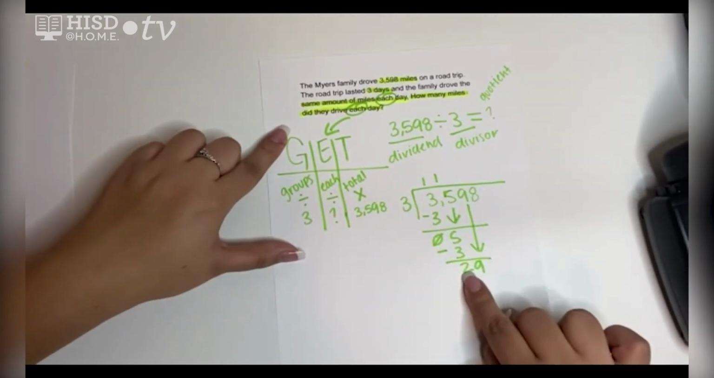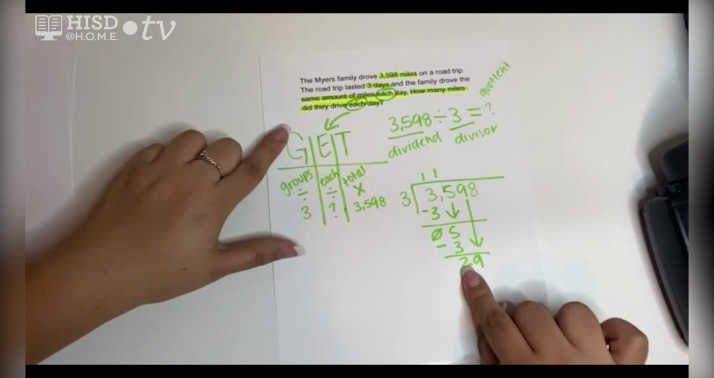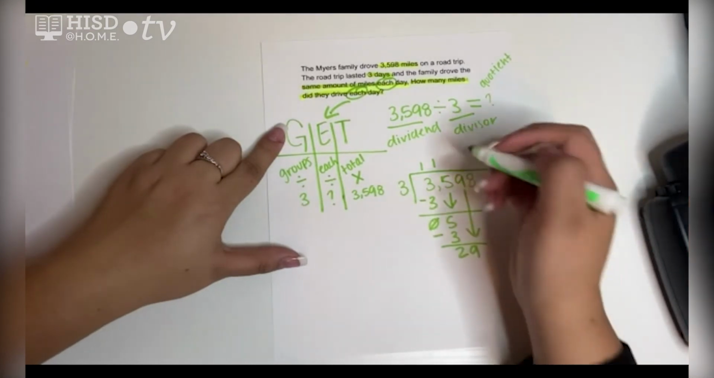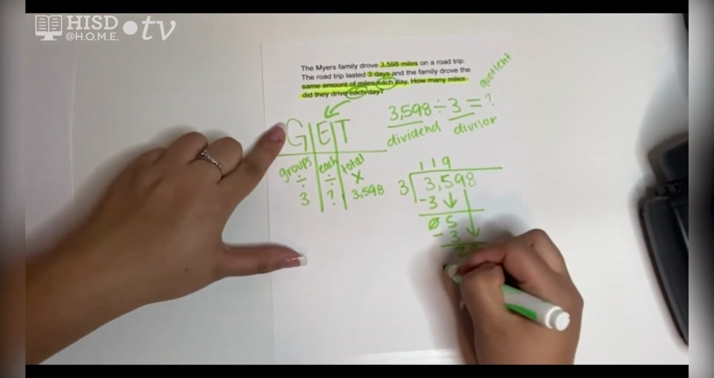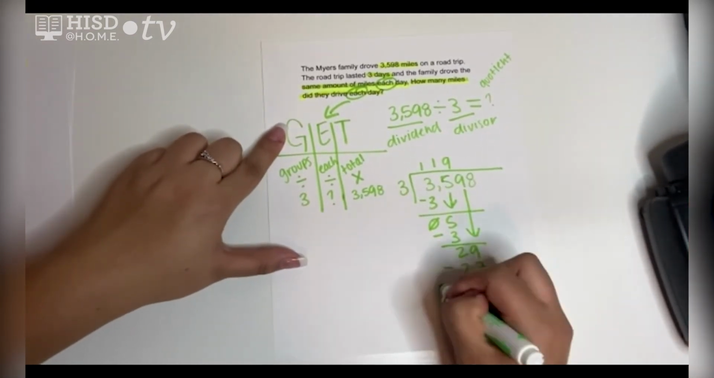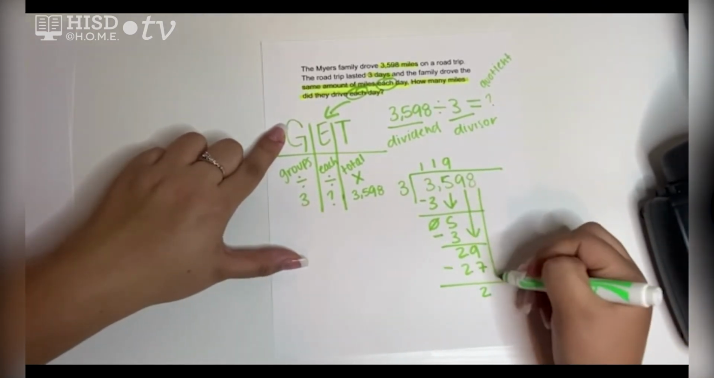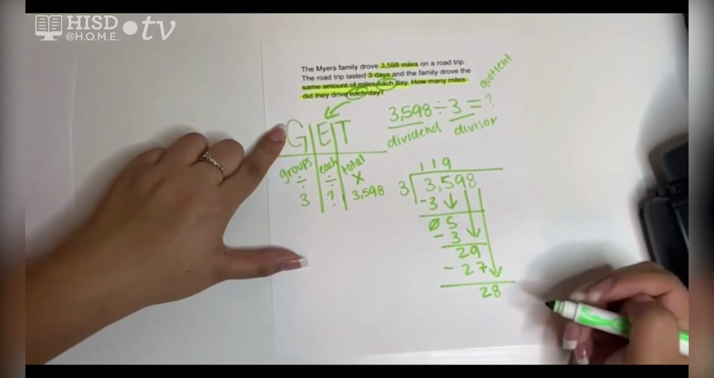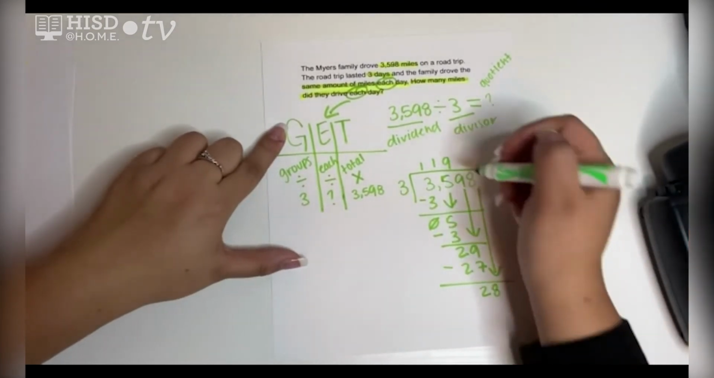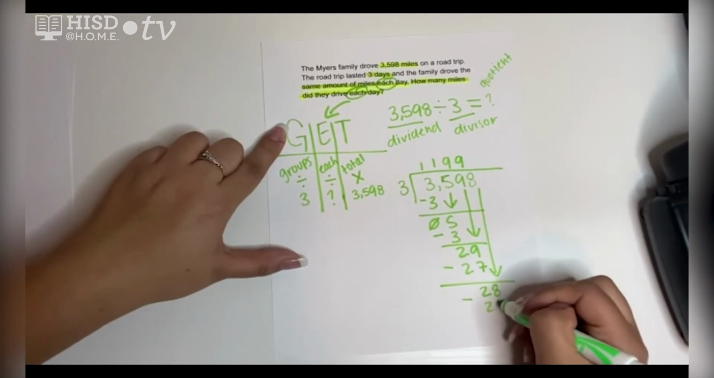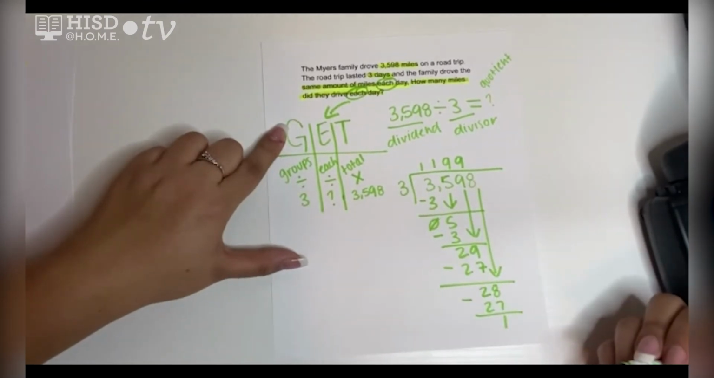3 can go into 29? Well, I know my 3 multiplications, and I know that 3 times 9 is 27. So I'm going to put a 9 here, and I'm going to subtract 27. 29 minus 27 is 2. And then I'm going to drop the 8. 3 can go into 28, again, 9 times, because 28 minus 27 is 1.